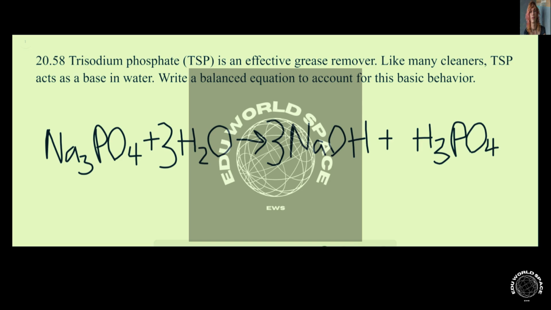The balanced equation for trisodium phosphate acting as a base in water is Na3PO4 plus 3H2O forms 3 NaOH plus H3PO4.